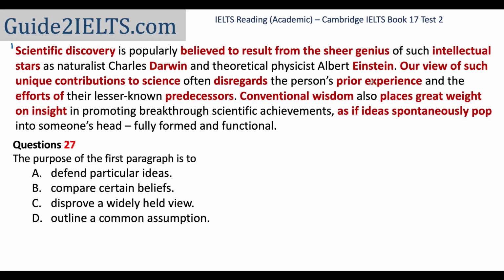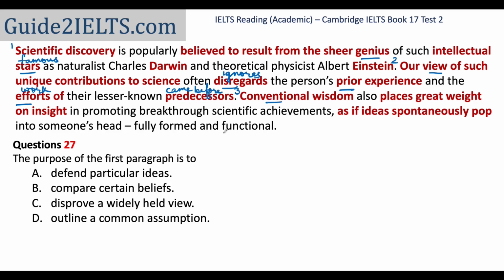So there are just 3 sentences in this paragraph. The first sentence says that generally we believe that it is the genius and the intelligence of the famous scientists which lead to discoveries. The second sentence says that this viewpoint, the viewpoint mentioned in the first sentence, disregards or ignores 2 things. One, the previous experience of the scientists, and second, the work of the predecessors. Predecessors are the people who came before. So in this case, the scientists who came before these famous scientists.